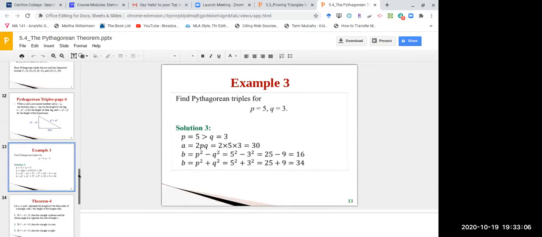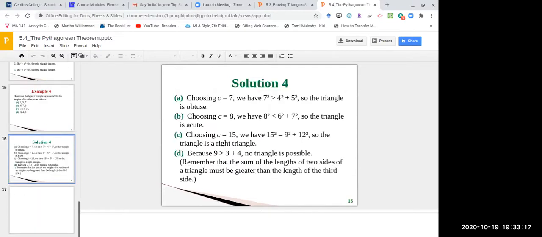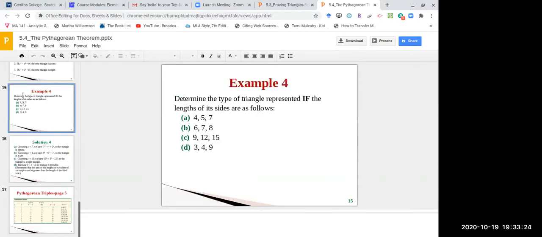The next example was example 4. And that was, let me go back a screen. That was determine the type of triangle. Do I have a right triangle? Do I have an isosceles triangle? What kind of triangle do I have?